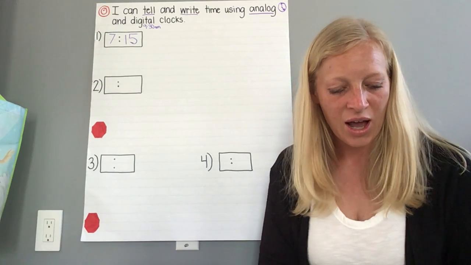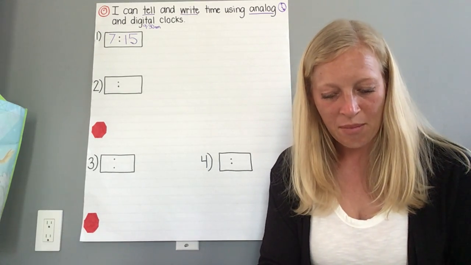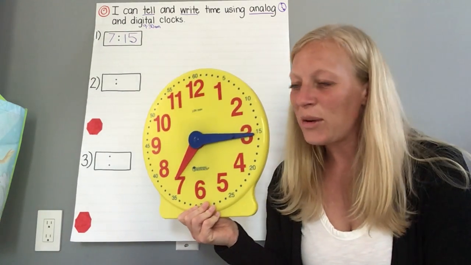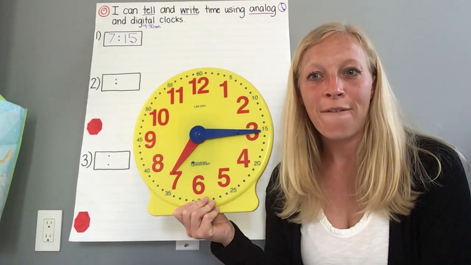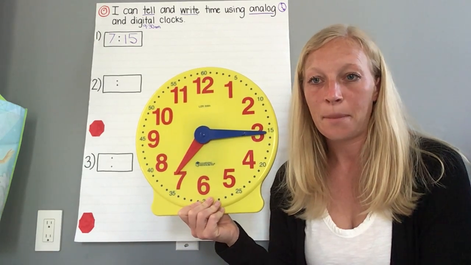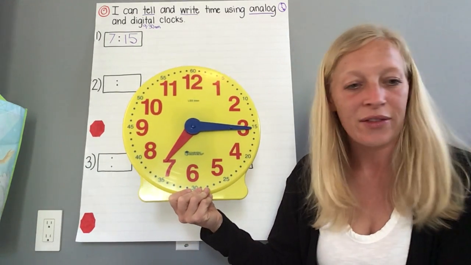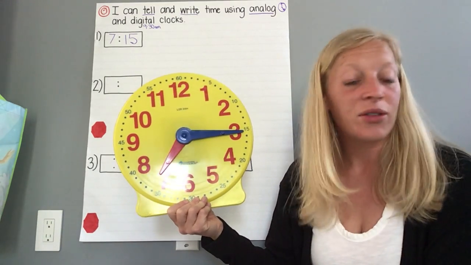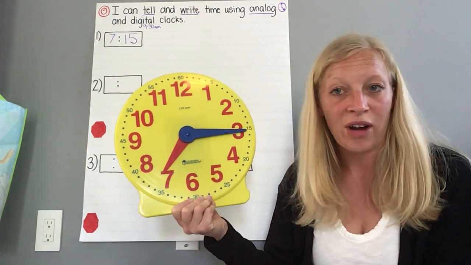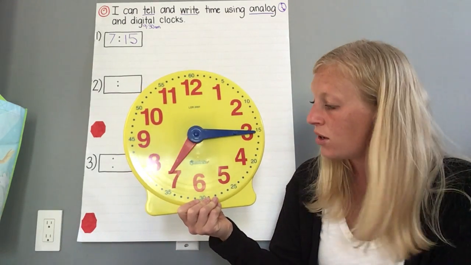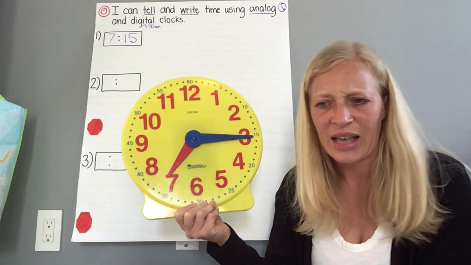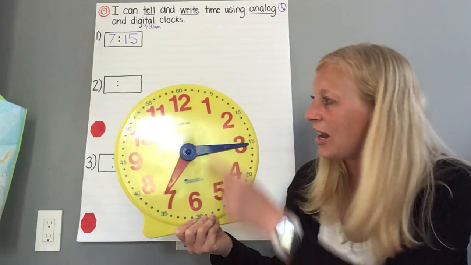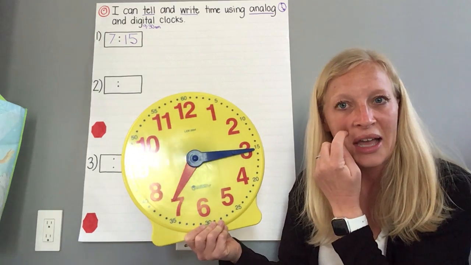Does your clock match my clock? How do we know that this shows 7:15? Tell me. Okay, so the hour hand is a shorter hand. It's closer to the 7. Why is it not right on the 7? Because it's not 7 o'clock. Our minute hand has gone a little bit around the clock, hasn't it?